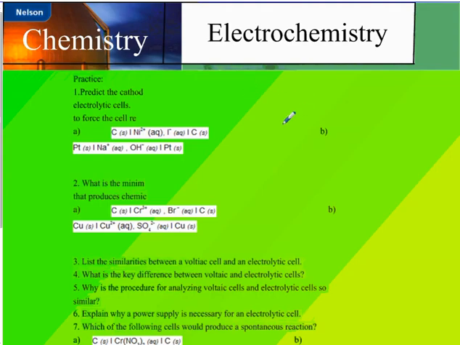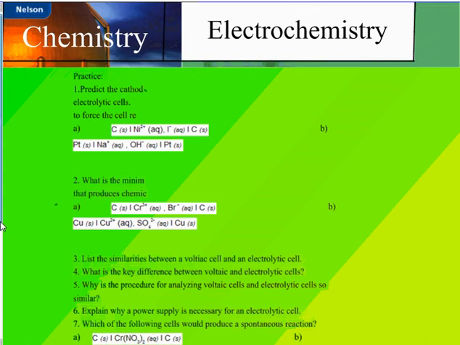Okay, take some time now to work through the practice problems. So question 1 is just like the examples that we just did. So we're predicting what the half reactions are at the anode and cathode, and then what's the minimum voltage that's required in order for those cells to react. Question 2 is just asking you for what that minimum voltage is. So we just need to identify the cell potential at the cathode, the cell potential at the anode, and take the difference. Questions 3 through 7 are short answer questions.